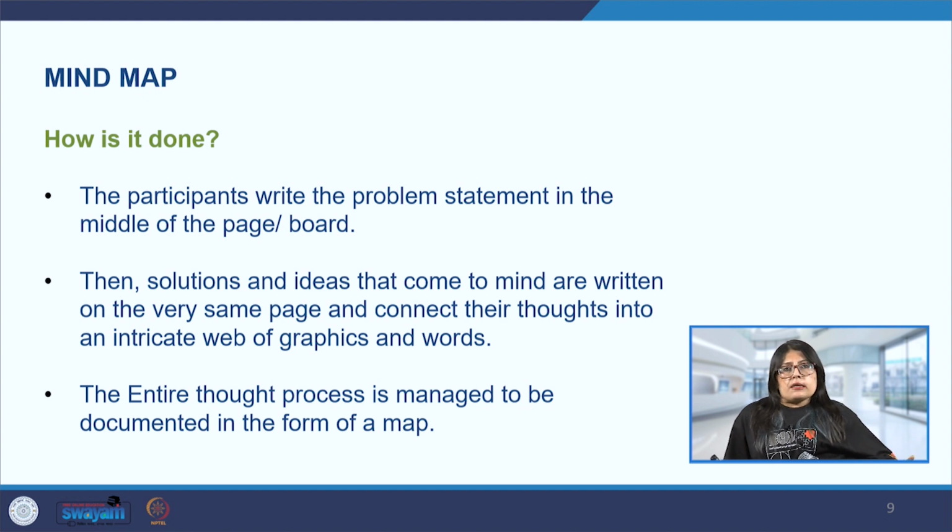These are some steps here on the screen which will help you all to understand the process of how the mind map is generated. The main problem statement is written in the middle of the page or board wherever we are working on this. It could be a physical page or board, it could also be digital if one likes. And then the solutions and ideas that come to mind are written on the same page, and they are connected through graphics and words as well. And the entire thought process is documented in the form of a map.